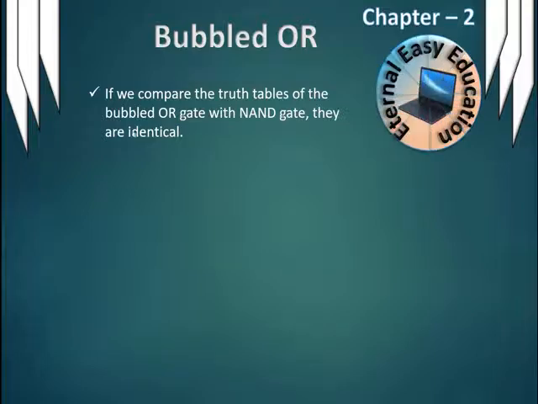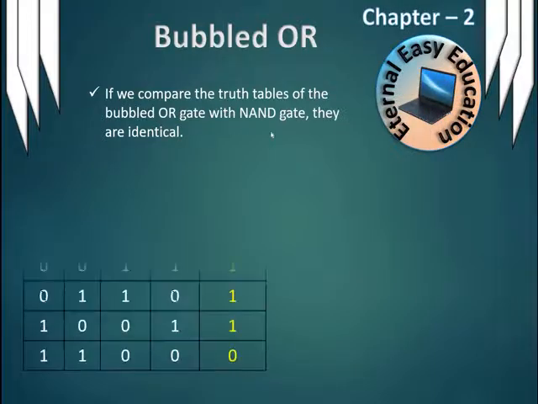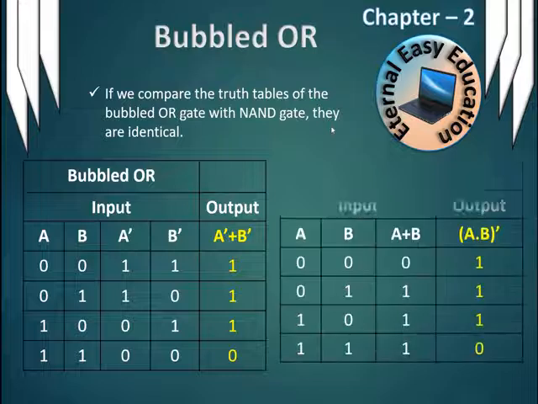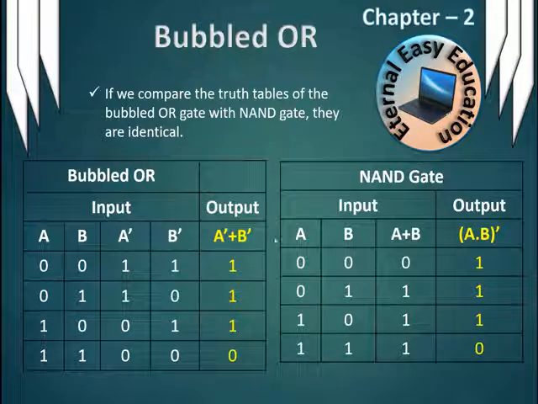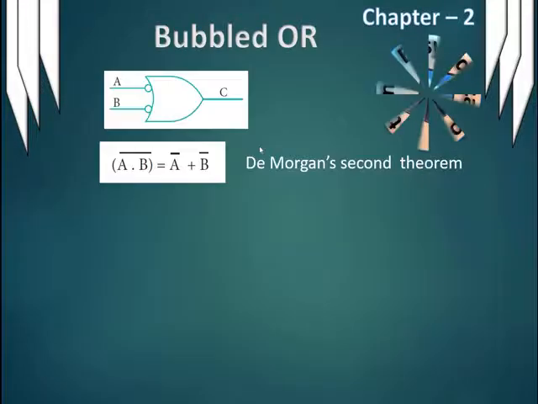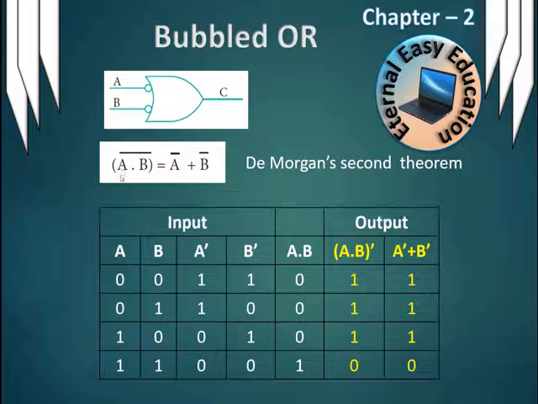If we compare the truth tables of the bubbled OR gate with the NAND gate, they are identical. So a NAND gate can be replaced by a bubbled OR gate. The De Morgan's second theorem is A dot B the whole reverse equals A reverse plus B reverse. Both the outputs are identical.